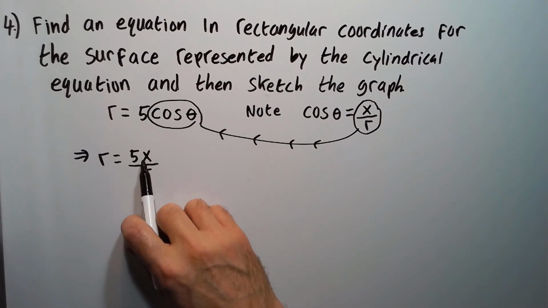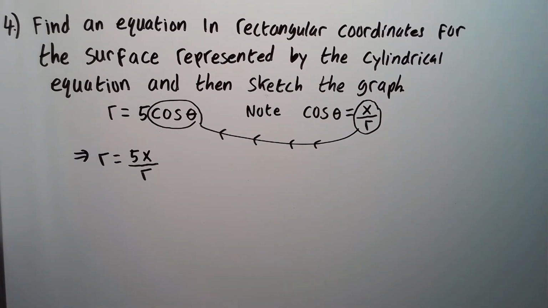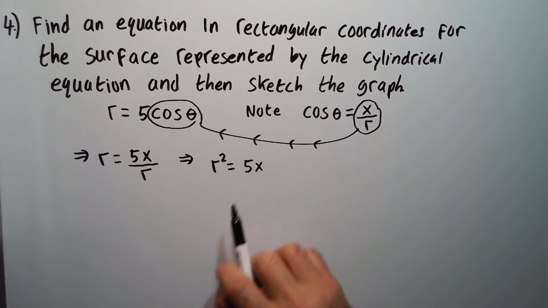We'll have then r equals 5x over r. Multiply both sides by r. We'll get then r squared equals 5x. Let me write that here. So we'll get then r squared equals 5x.